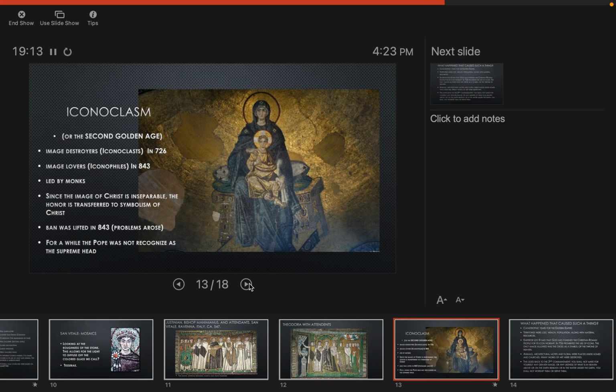Okay, we have iconoclasm, or the Second Golden Age. During iconoclasm, there were people known as iconoclasts, or image destroyers, in 726. And then, on the contrary, we have image lovers, so iconophiles, in 843. Iconoclasm was led by the monks. Since the image of Christ is inseparable, the honor is transferred to symbolism of Christ. The ban was lifted in 843 because problems arose. For a while, the Pope was not recognized as the supreme head.